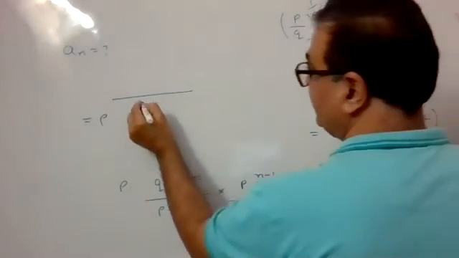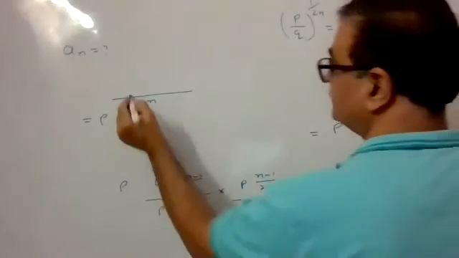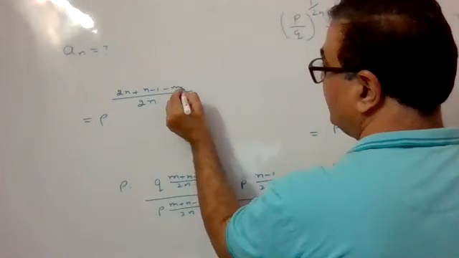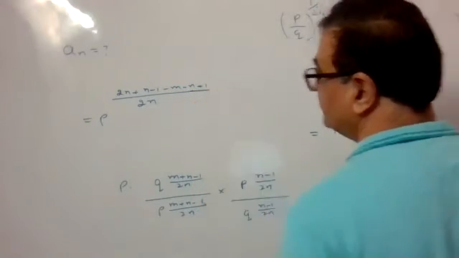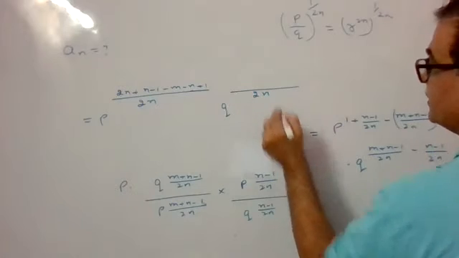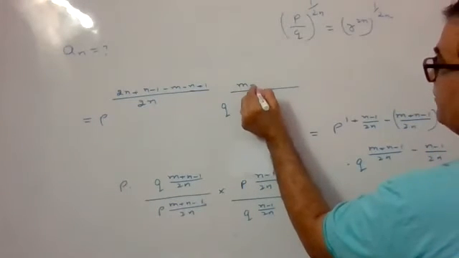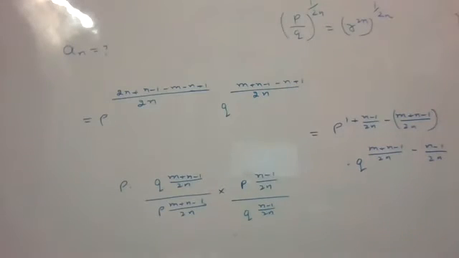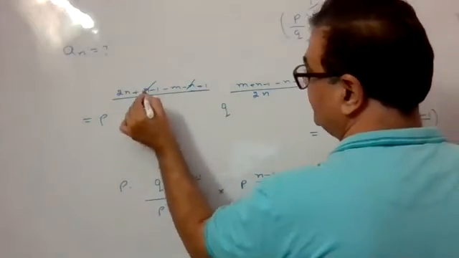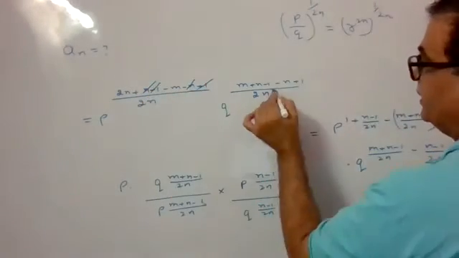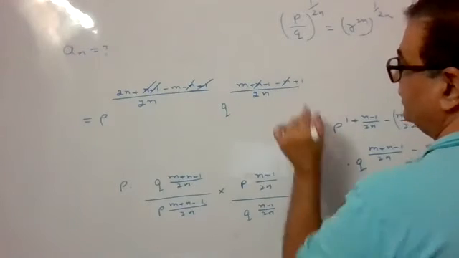LCM will be 2N this time. So it will come 2N plus N minus 1 minus M minus N plus 1. Same way Q power, what should I write here? 2N. Then it will come out to be M plus N minus 1 minus N plus 1. What cancels out here? N cancels out, 1 and 1 cancel out. Here N and N are gone, here 1 is gone.